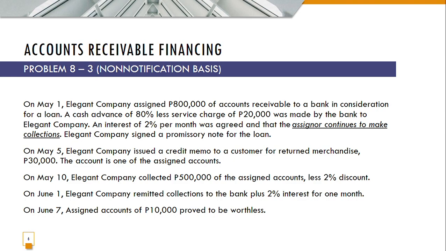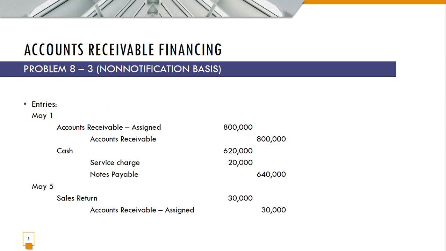So since it's a cash advance of 80% less service charge of 20,000, so that is 80% of 800,000, that's 640,000 less 20,000. So that's why you only get 620,000. Service charge of 20,000 and notes payable of 640,000. So debit service charge 20, notes payable 640.